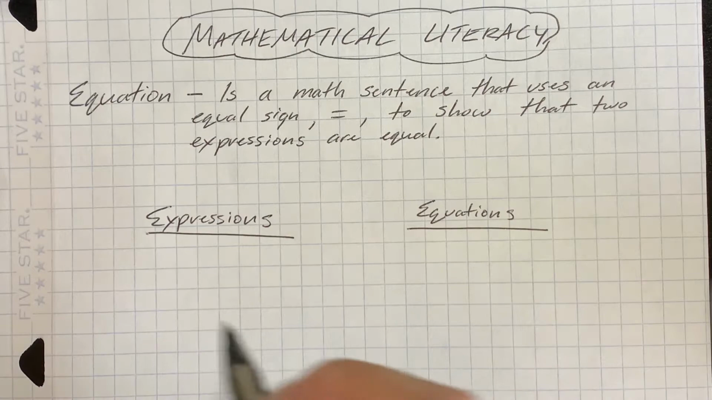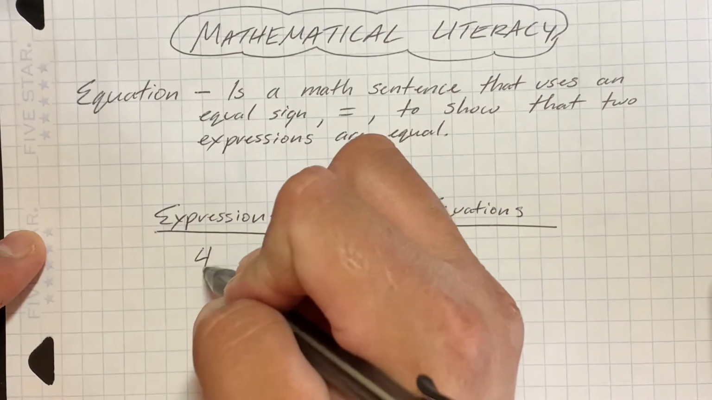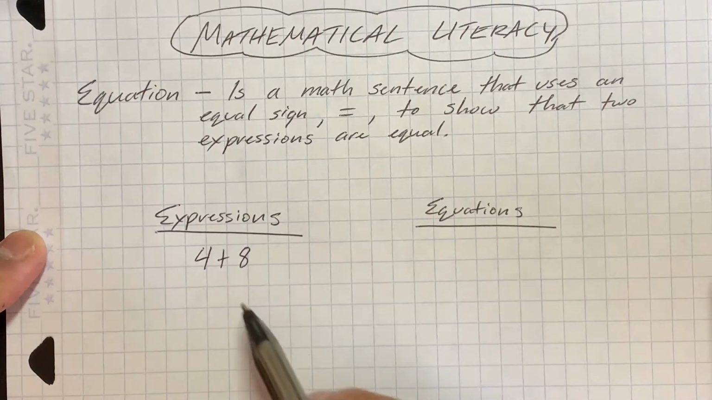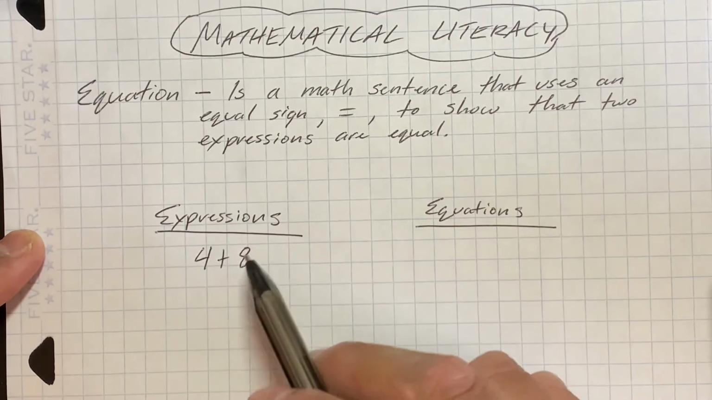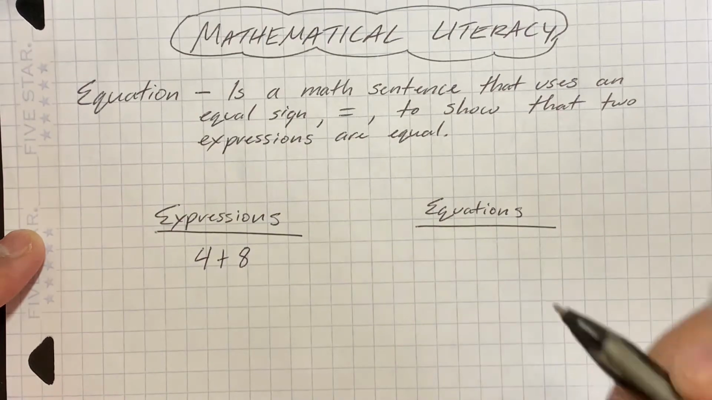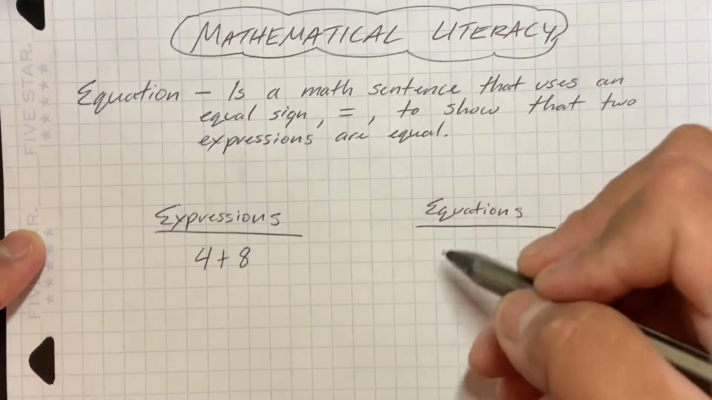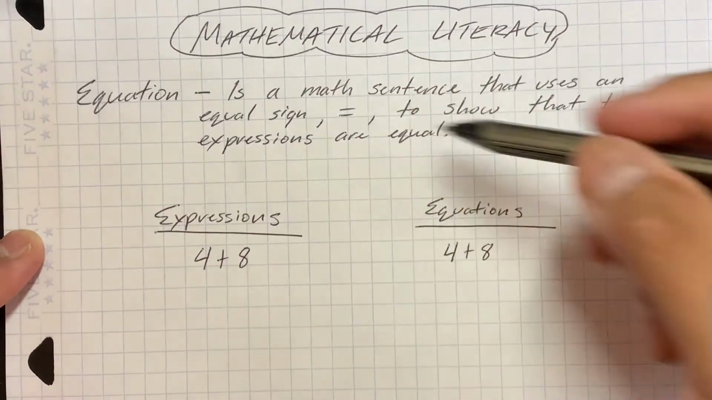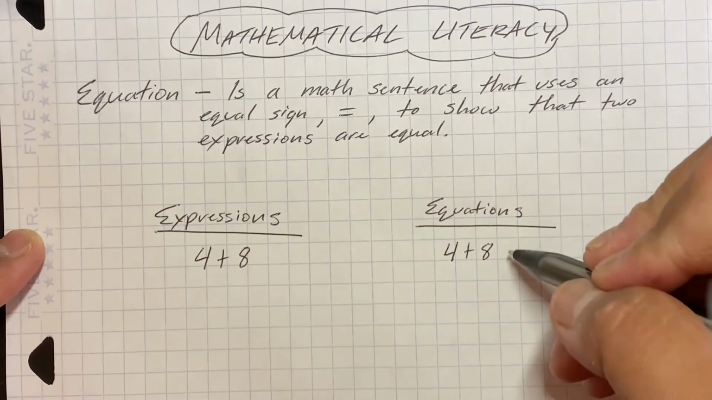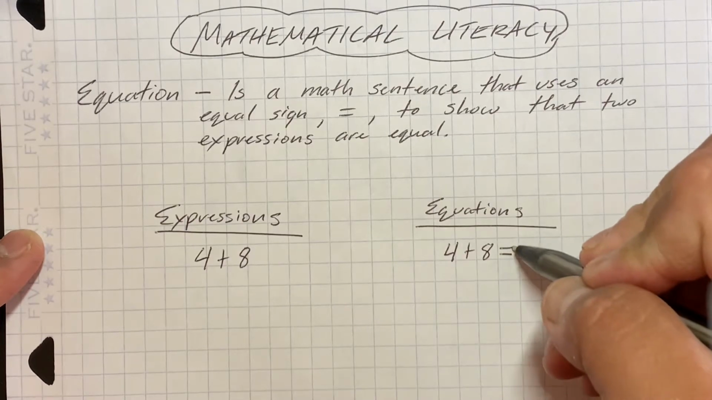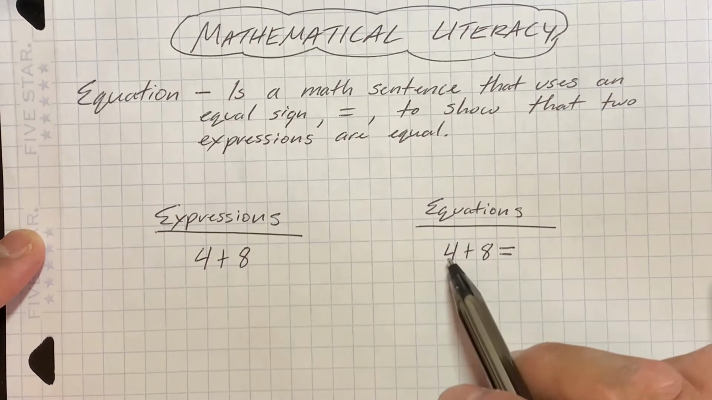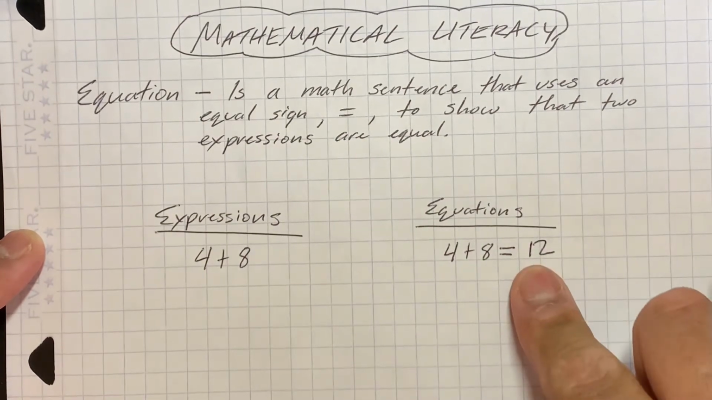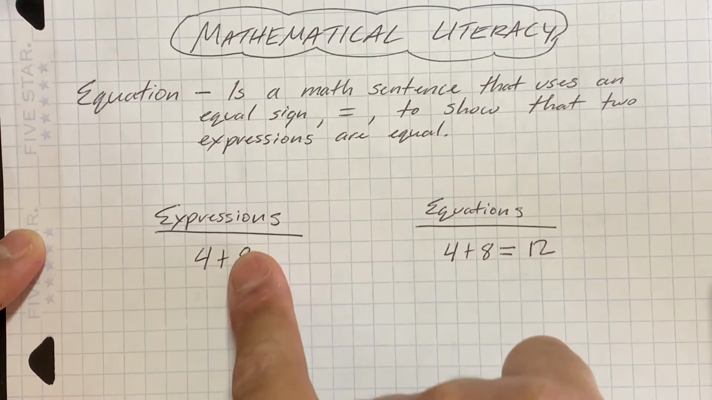So if I have the expression 4 plus 8, that's an expression with no equal sign. It's a numerical expression, nothing but numbers. To write this expression as an equation, you would have the same numerical expression, 4 plus 8, but to make it into an equation, we're going to put an equal sign here and then add your two addends. 4 plus 8 equals 12. Now this makes it an equation, and without the equal sign, it's called an expression.